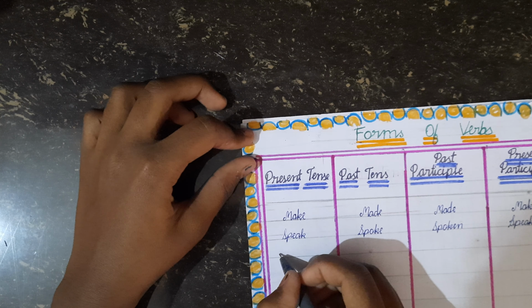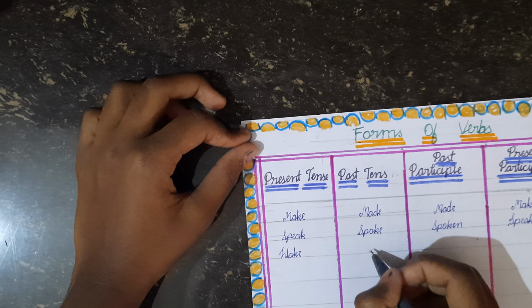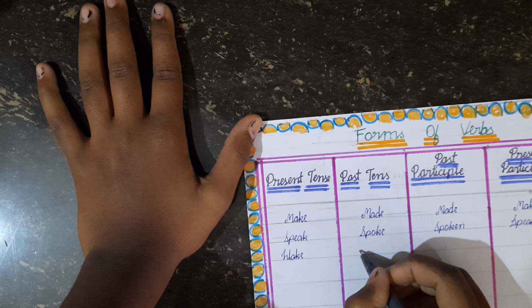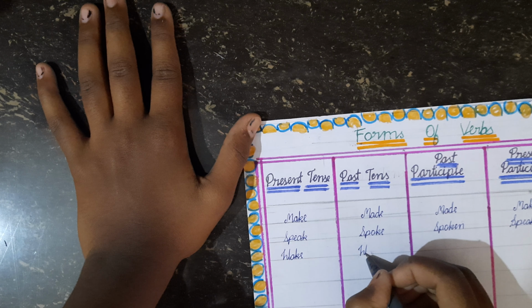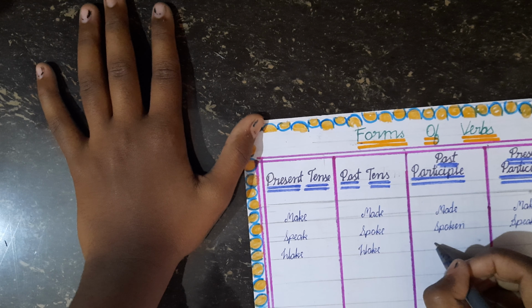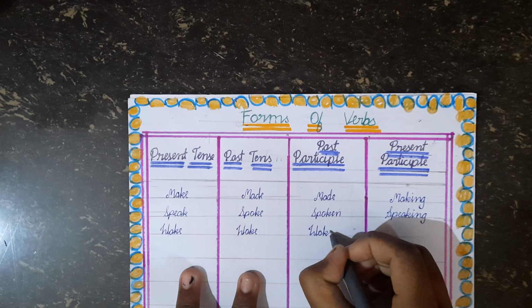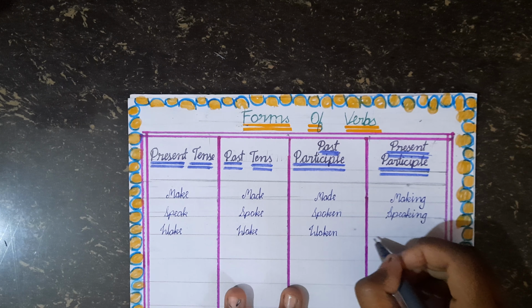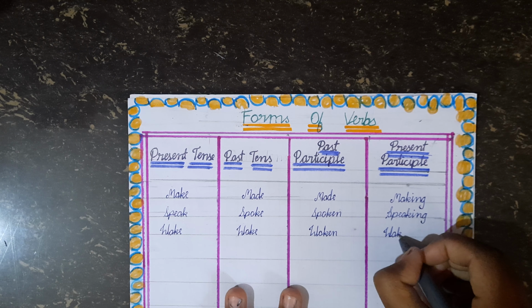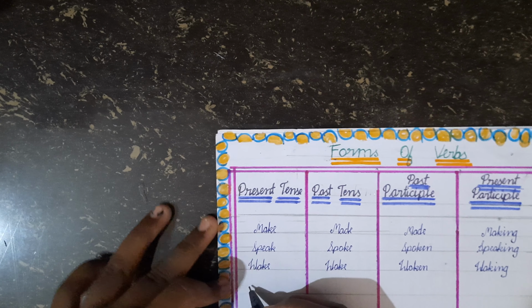And the third word is wake. Wake, woke, woken, waking. W-O-K-E, woke. Now it is woken, W-O-K-E-N, woken. And waking, W-A-K-I-N-G, waking.